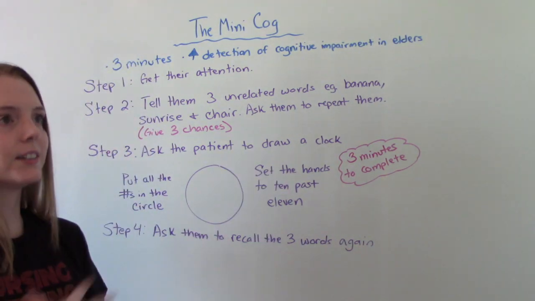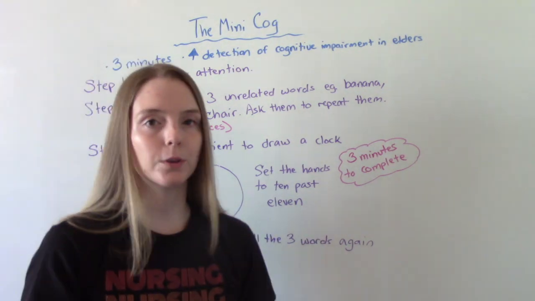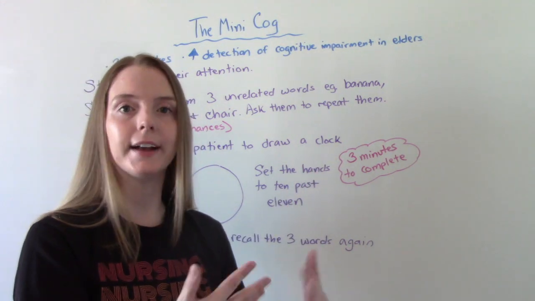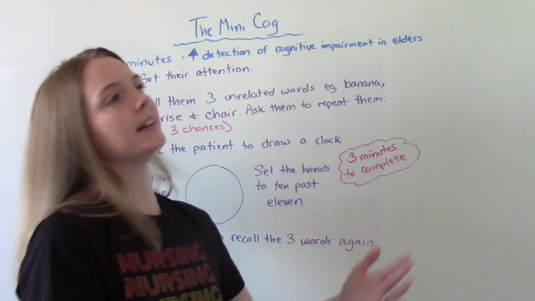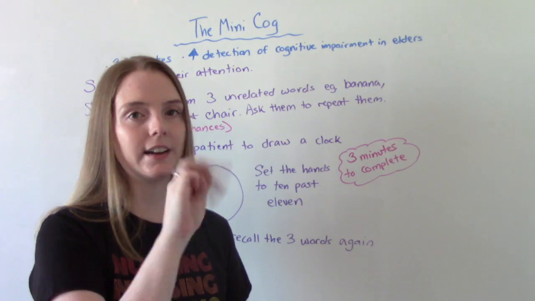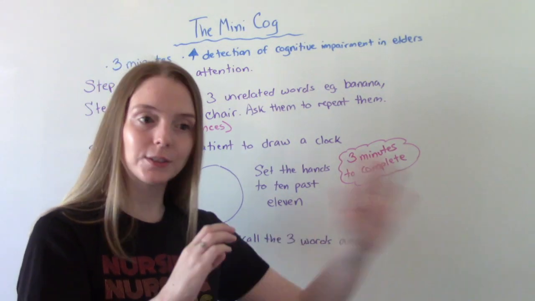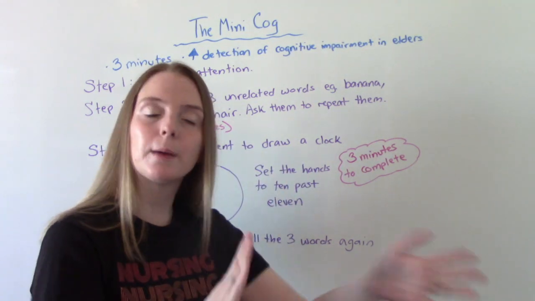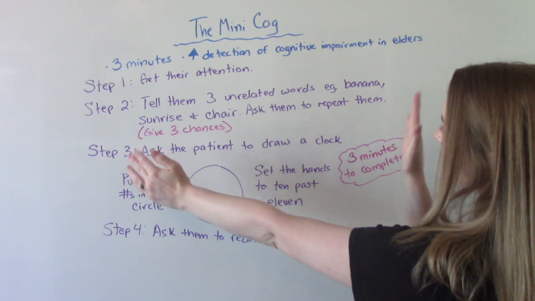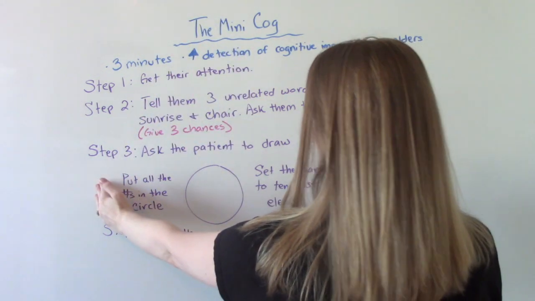If they can't, give them 3 chances to try. So if they can't remember right away, you can repeat them again. You can say banana, sunrise, and chair again, and then ask them to repeat it back to you, and they have 3 chances to get it right. And if they don't, that's okay. If they do, that's okay. We move on to the next step either way. So they've done this, they've had their 3 chances, they were either successful or not. Then we move on to step 3.